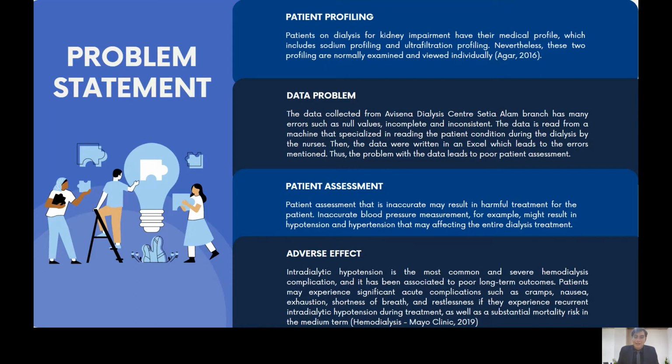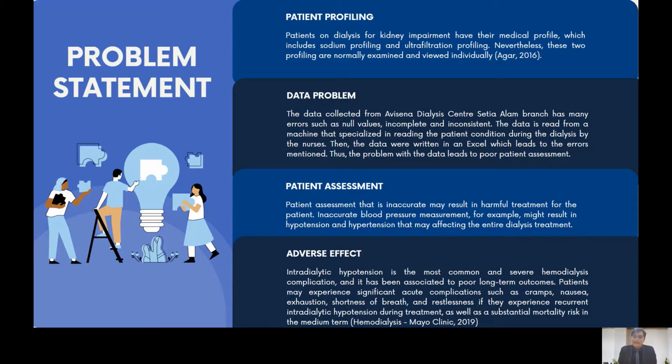Next is the data problem. The data collected from a Regression Analysis Center branch has many errors, such as null values, incomplete, and inconsistent entries. The data is read from a machine that specializes in reading the patient condition during the dialysis treatment by the nurse. Then the data was written in an Excel form, which led to the errors mentioned. Thus, the problem with the data leads to poor patient assessment.